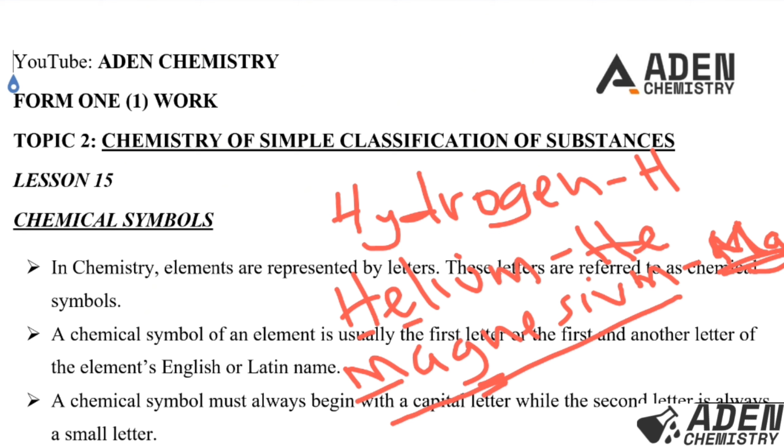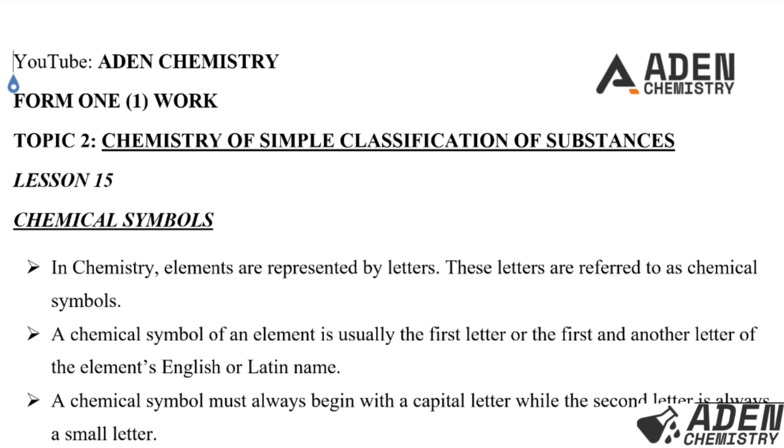So what we are saying here is that a chemical symbol of an element is usually the first letter or the first and another letter. The other letter may be from the second letter, or the third letter, or the fourth letter, or the fifth letter. Then next we are saying a chemical symbol must always begin with a capital letter, while the second letter is always a small letter.